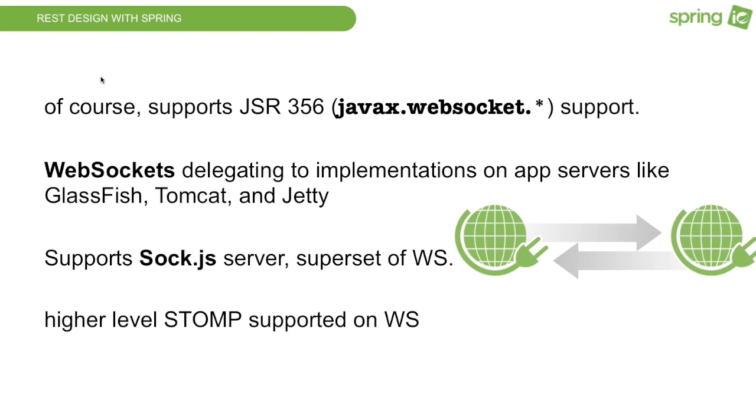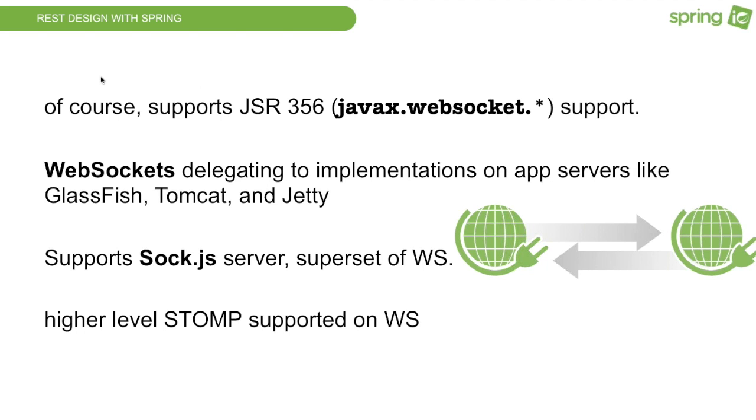So both of these things we've addressed with our support. We've actually got support for sock.js, which is a superset of the WebSocket protocol. So you can use that with the sock.js client and get graceful degradation of the bidirectional channel across different browsers, even those that don't support WebSockets natively. And of course, Spring 4 supports the Stomp protocol, which is modeled after HTTP frames, and we support it on top of WebSockets.